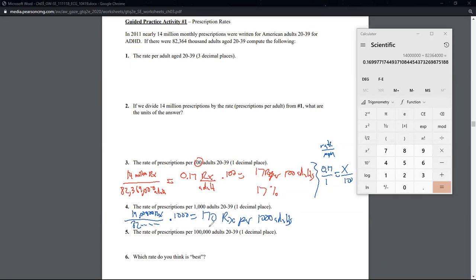If you want to scale this to 100,000 people, well, you take that same division, the 14 million, and you divide it by the 82 million. And that was prescriptions and then adults. And yes, I just rounded the number, but I wouldn't actually use that. Sorry, that got a little sloppy.